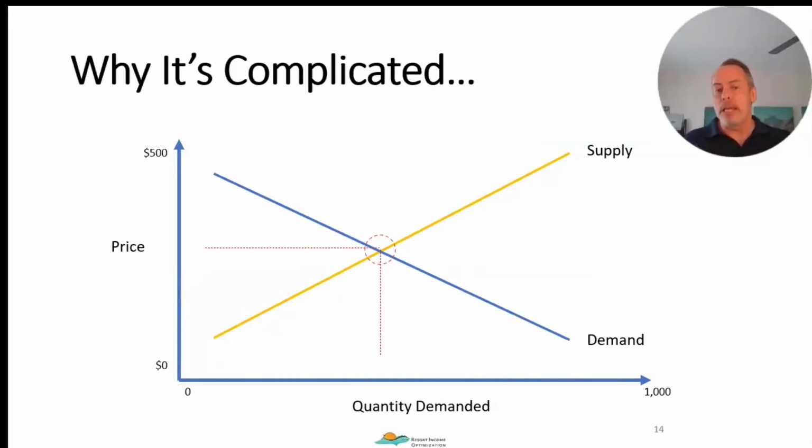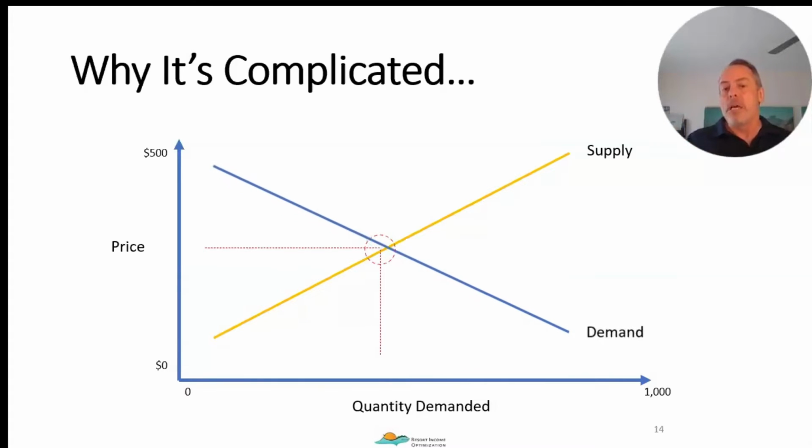So why is it complicated? I'm going to take a very short detour here and talk about supply and demand in a little bit more detail. But basically, the intersection of supply and demand, just to get a little academic for a second, is called the equilibrium price. And this, in theory, is the price where the market clears. In other words, all buyers and sellers are satisfied. And so this is the price where the market clears.